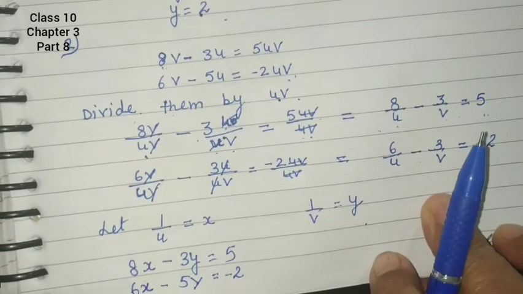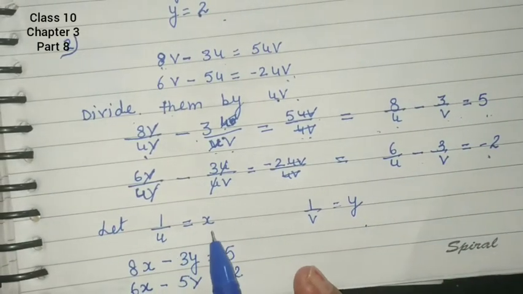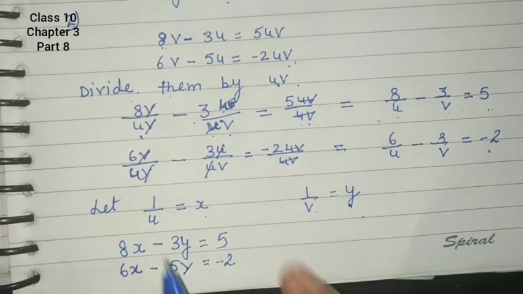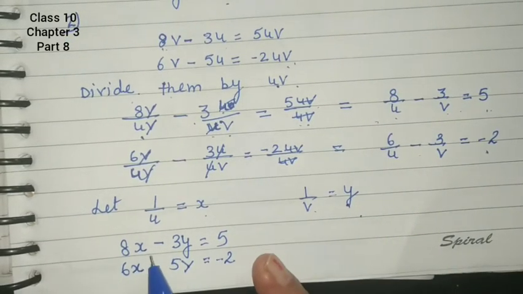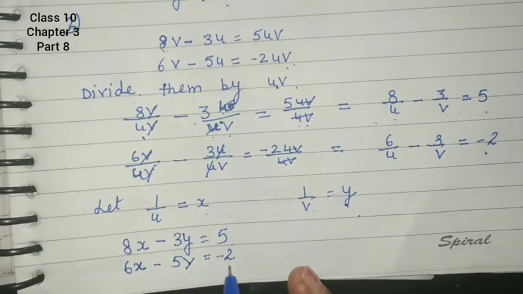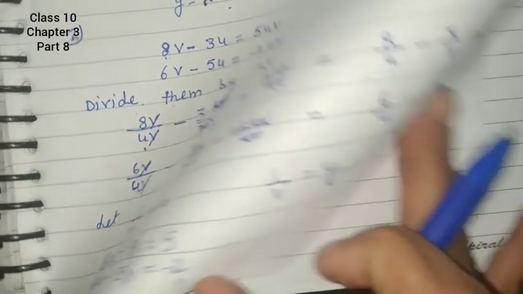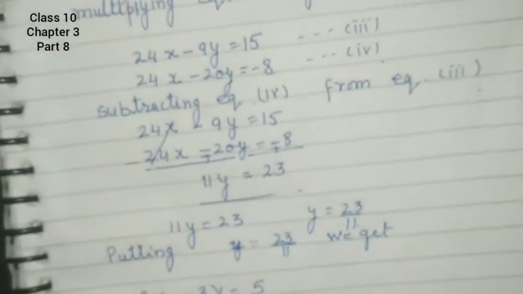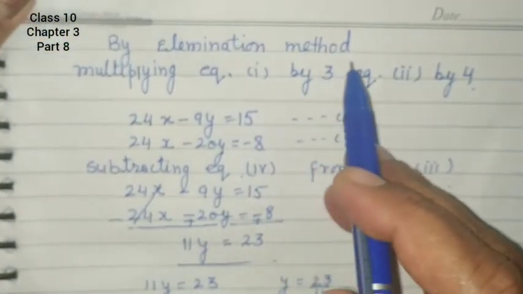So again, let 1 upon u is equal to x, 1 upon v is equal to y. We get two more equations: 8x minus 3y is equal to 5, and 6x minus 5y is equal to minus 2. How we reduced it? Is it clear to all of you? Again I am using the elimination method here.